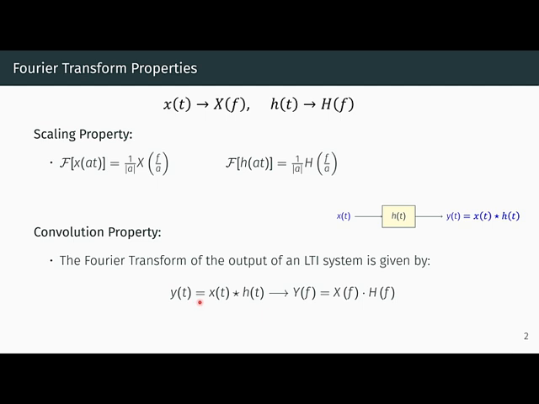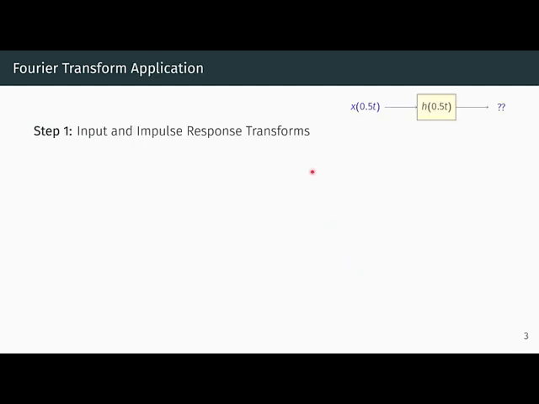Let us repeat that. If you have a signal y of t, which is the convolution of x of t with h of t, then in the frequency domain the corresponding Fourier transform of y of t would be Y of f, and that is nothing but the Fourier transform of x of t, which is X of f, multiplied with the Fourier transform of h of t, which is H of f. So indirectly we can say that convolution in the time domain is the same as multiplication in the frequency domain. Right. So now let's go back to the problem.